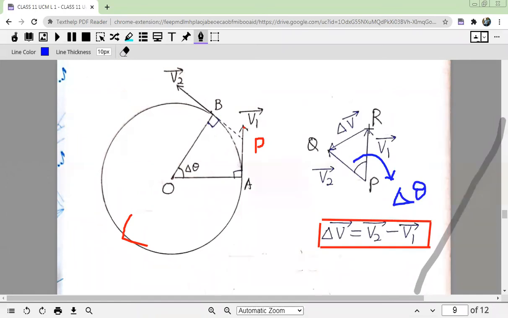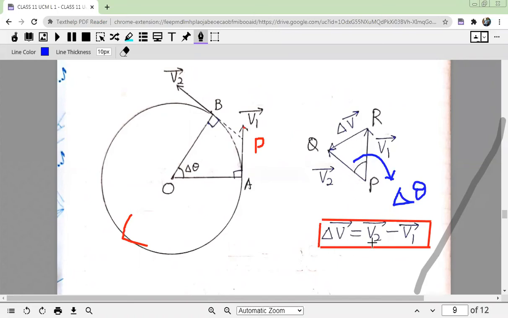Is it clear? Vector PR is parallel to vector V1, PQ is parallel to vector V2, and their lengths are also equal. Both the vectors will have the same length. Why? Because the speed is same. And this angle is delta theta.